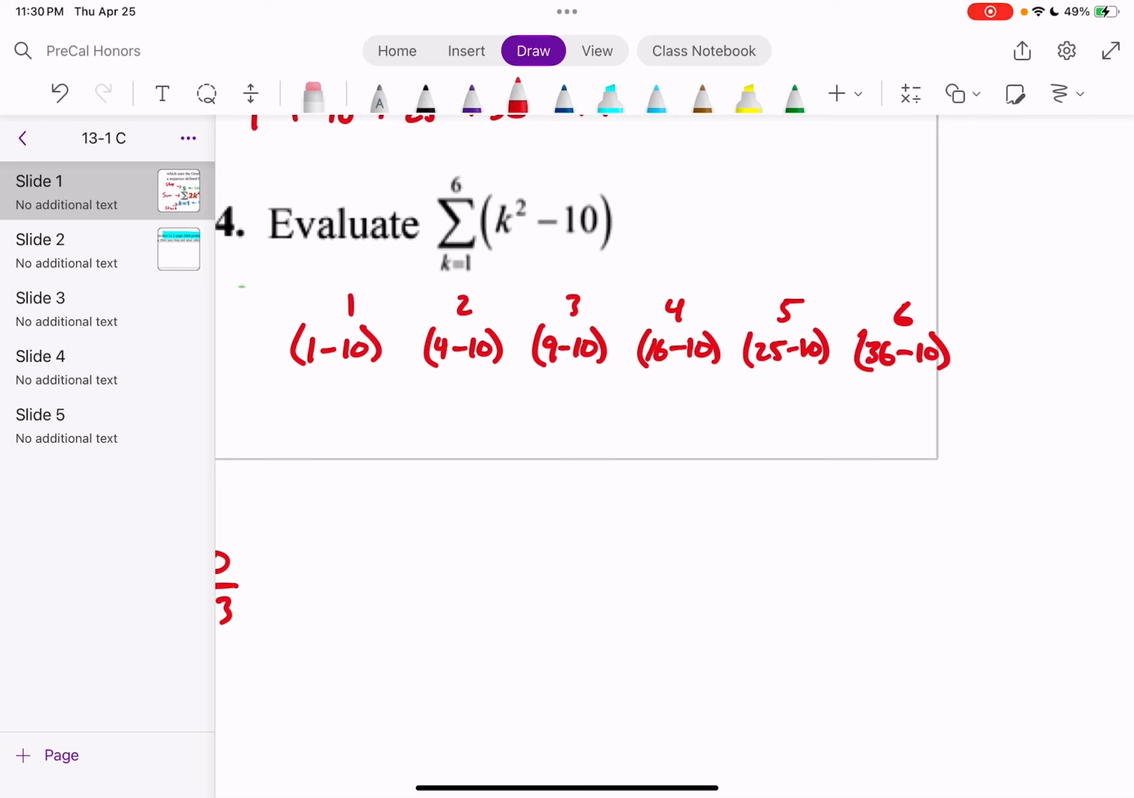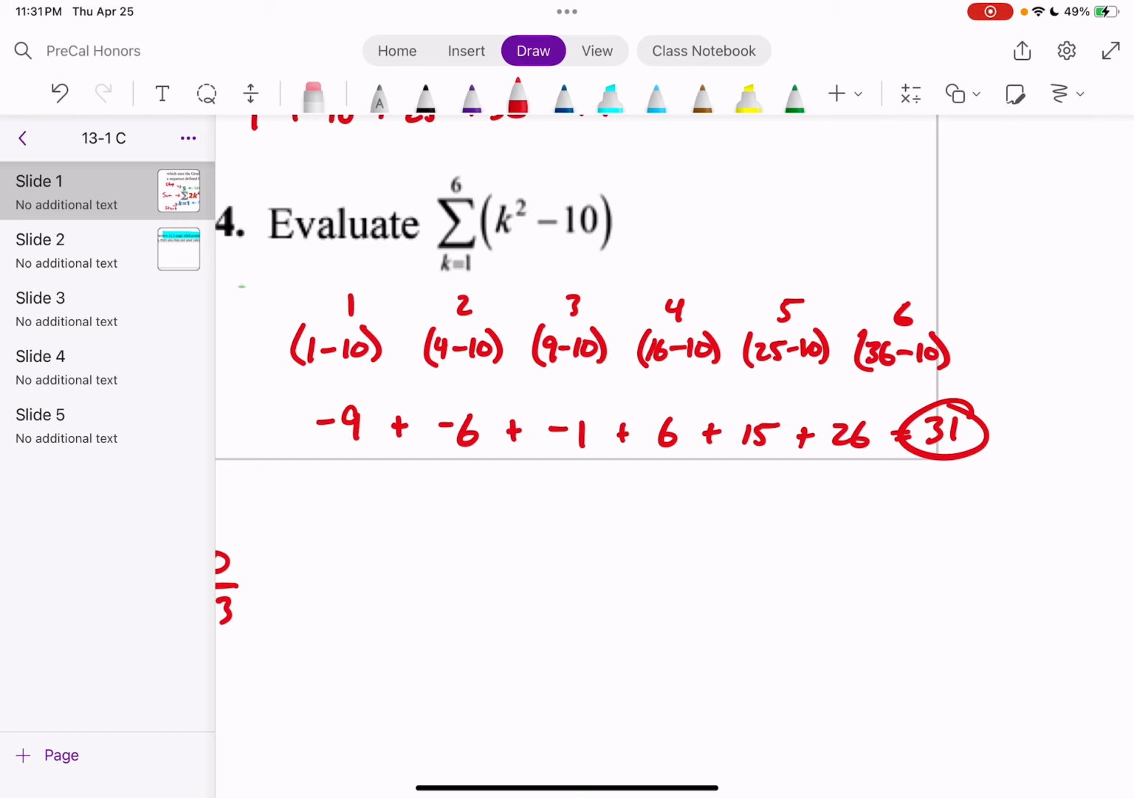From that point, we're going to go ahead and solve the remaining part of each individual problem. 1 minus 10 is a negative 9, and we're going to add it to our next number. 4 minus 10 is negative 6. 9 minus 10 is negative 1. 16 minus 10 is 6. 25 minus 10 is 15. And 36 minus 10 is 26. You're going to add each one of these numbers together, and you're going to end up with a total of 31.